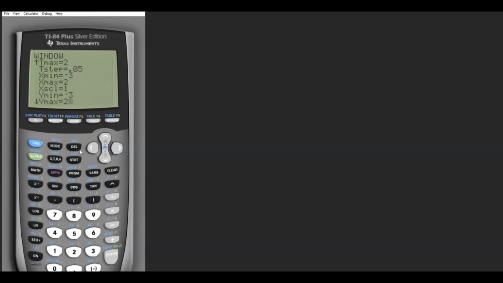Put 2 there. And what else do we have here? Y scale. Yeah, that's it. Okay. And so now once you have that all set up, just hit the graph button and boom, there's the graph. And that looks pretty close to the thing that I put on the whiteboard.